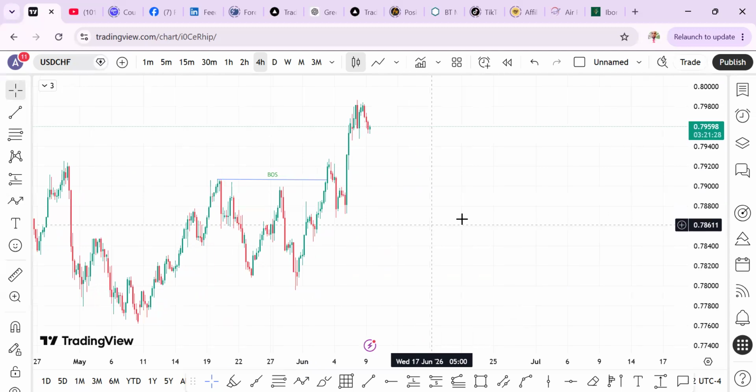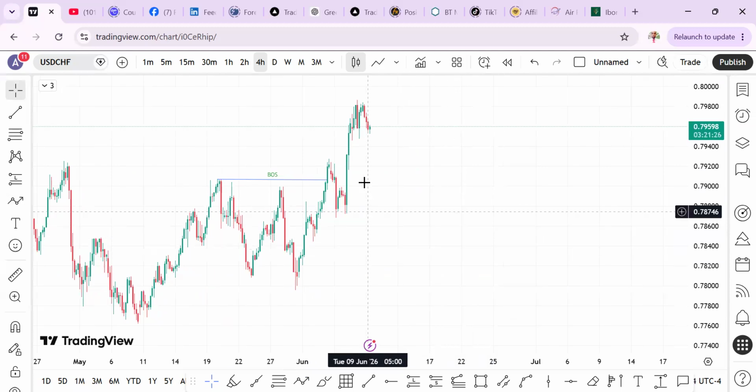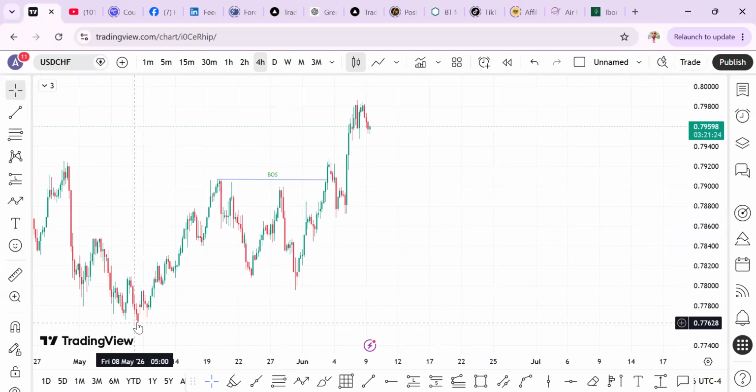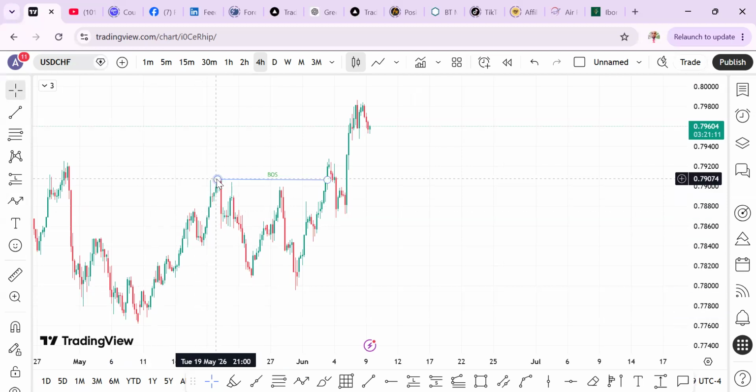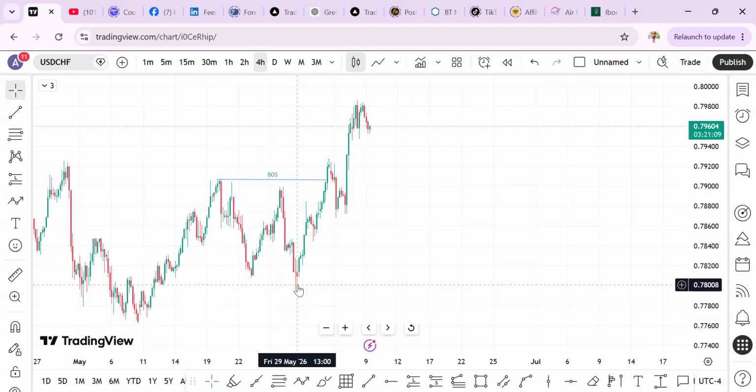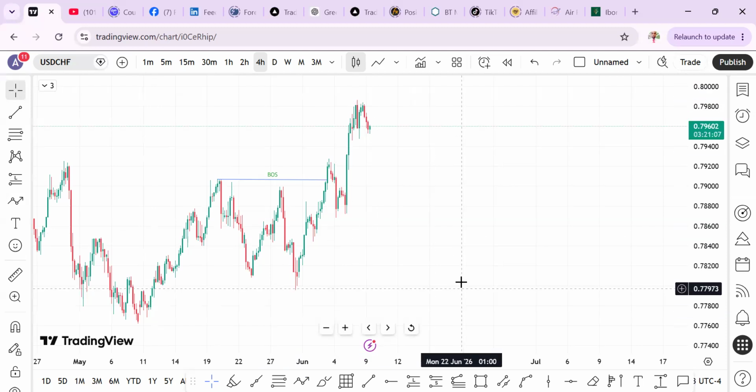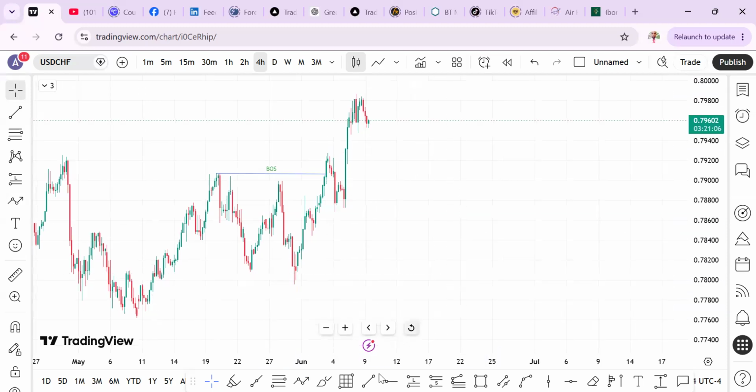Where is the low that caused this break of structure? I will no longer use this low, right? You know the reason why I will not use this low? Because this low caused this high, and this low I call this high. So here is my protected low.